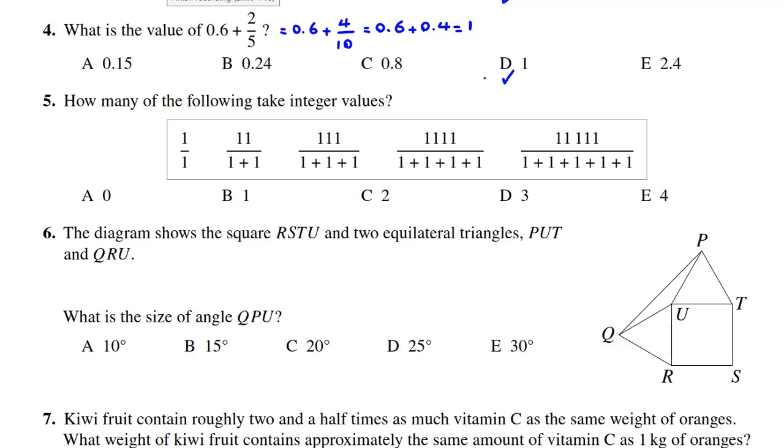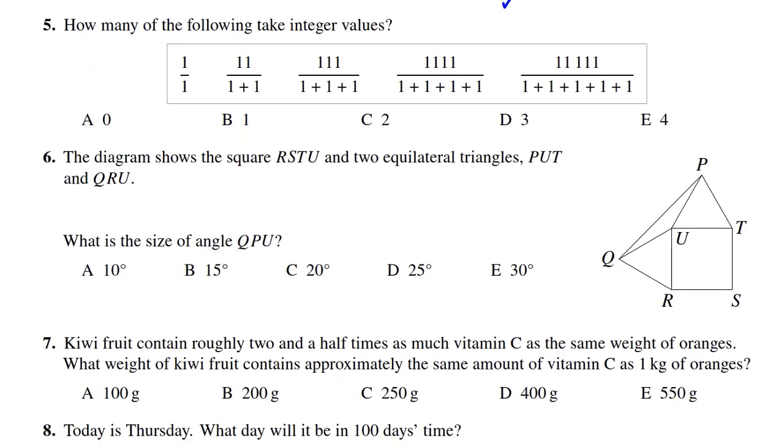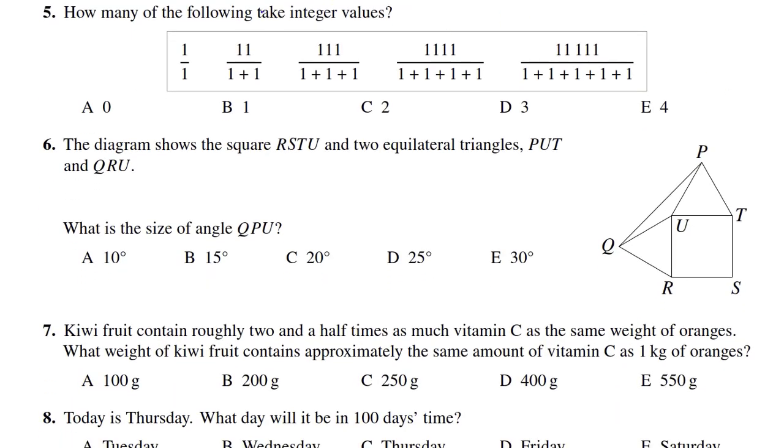Now let's solve problem number 5. How many of the following take integer values? So this one is 1, it's okay. This one is 11 over 2, it's bad because 11 is odd, the last digit is 1. It is not a multiple of 2. If a number is a multiple of 2, the last digit should be even. This one, 111 over 3. When you divide by 3, you should pay attention to the sum of digits. For 111, the sum of digits is a multiple of 3, so it's okay. And if you divide, it will be 37.